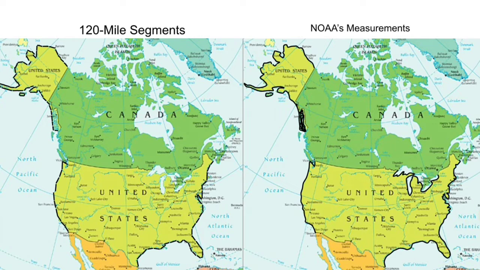Now let's look at the 120-mile measurement map next to NOAA's measurement map. The Alaska tip is nowhere near as precise as NOAA's measurements. Alaska's southern area of islands wasn't measured as precisely. Washington, D.C. is a lot less intricate, and the Great Lakes weren't included in the measurements, whereas NOAA did include them.